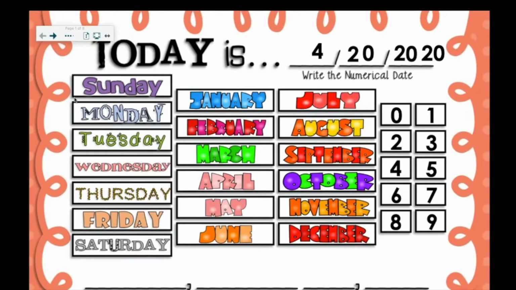So the very first thing we're going to do is write our date. So up here we have our numerical date. That means it's a date written with only numbers. So 4 for the month of April. April is the 4th month of the year. /20, it is the 20th of April today. /2020, that's our year. So now let's write it with words.